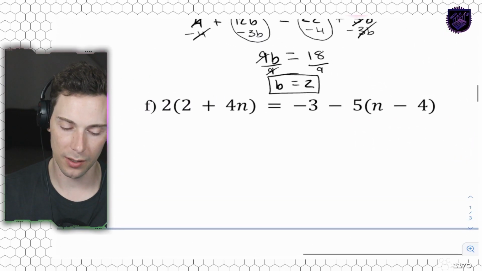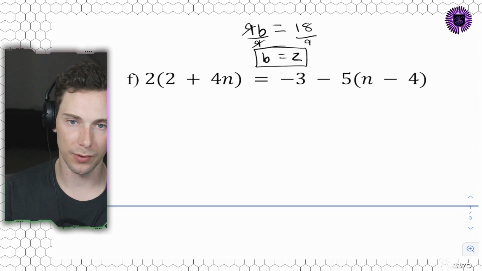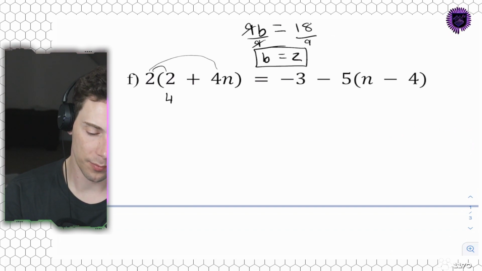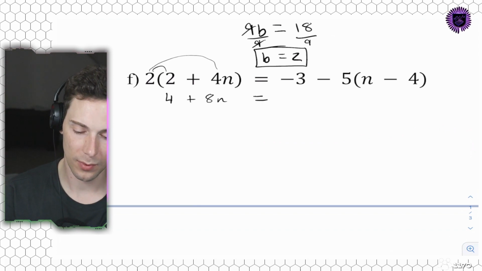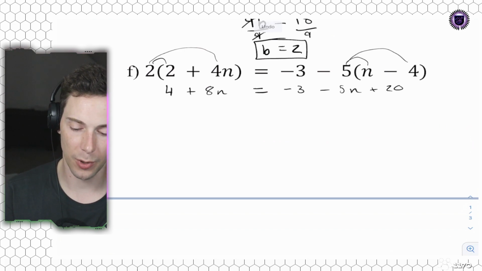Last one here. Same thing, double distribution, double having to balance on both sides here. Step by step. 4 plus 8n is equal to negative 3 minus 5n plus 20. Right, so negative 5n, negative 5 times negative 4, positive 20.